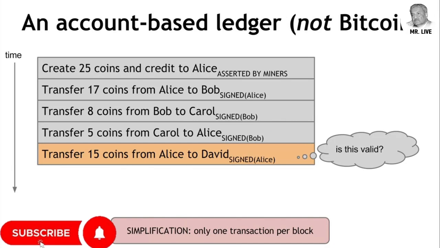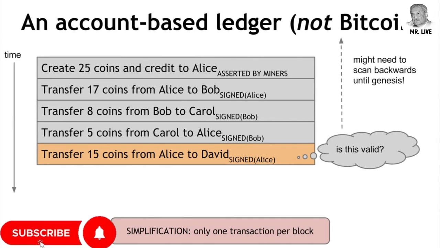Okay, so to tell if this transaction is valid or not, we have to figure out whether or not Alice has the 15 coins that she's trying to transfer to David. And to figure that out, we might have to look backwards forever to the beginning of time at every transaction that's ever involved Alice. Every time Alice has sent or received coins, we need to find all of those transactions and add them up to see if she really has the 15 coins that she's trying to transfer to David. And of course, we can make this a little bit more efficient with some data structures that track Alice's balance after each transaction. But that's going to require a lot of extra housekeeping besides the blockchain itself.